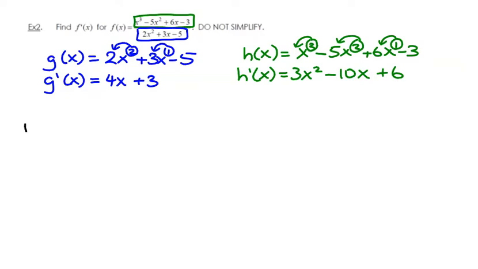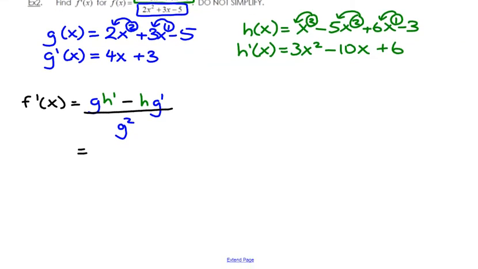So let's find f prime at x now using the formula. And just going to recall that it's g h prime minus h times g prime all over g squared. You don't have to write that if you don't want to. I'm just writing it for us, okay, so that we have it.